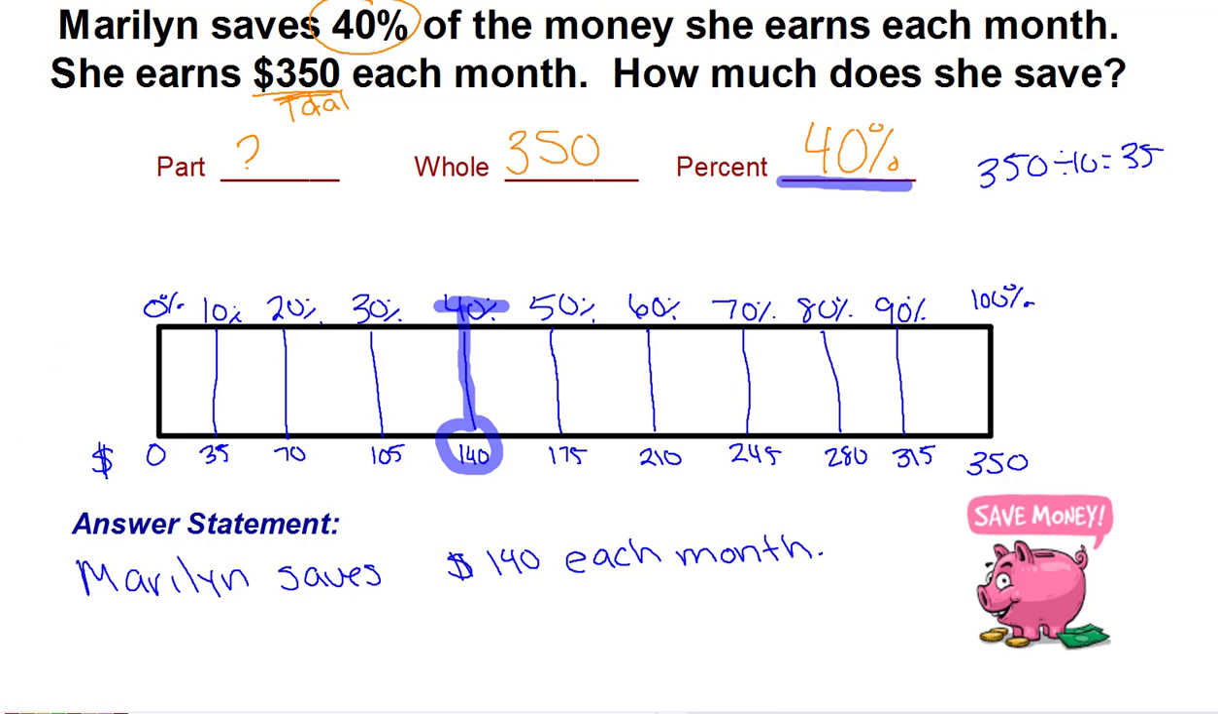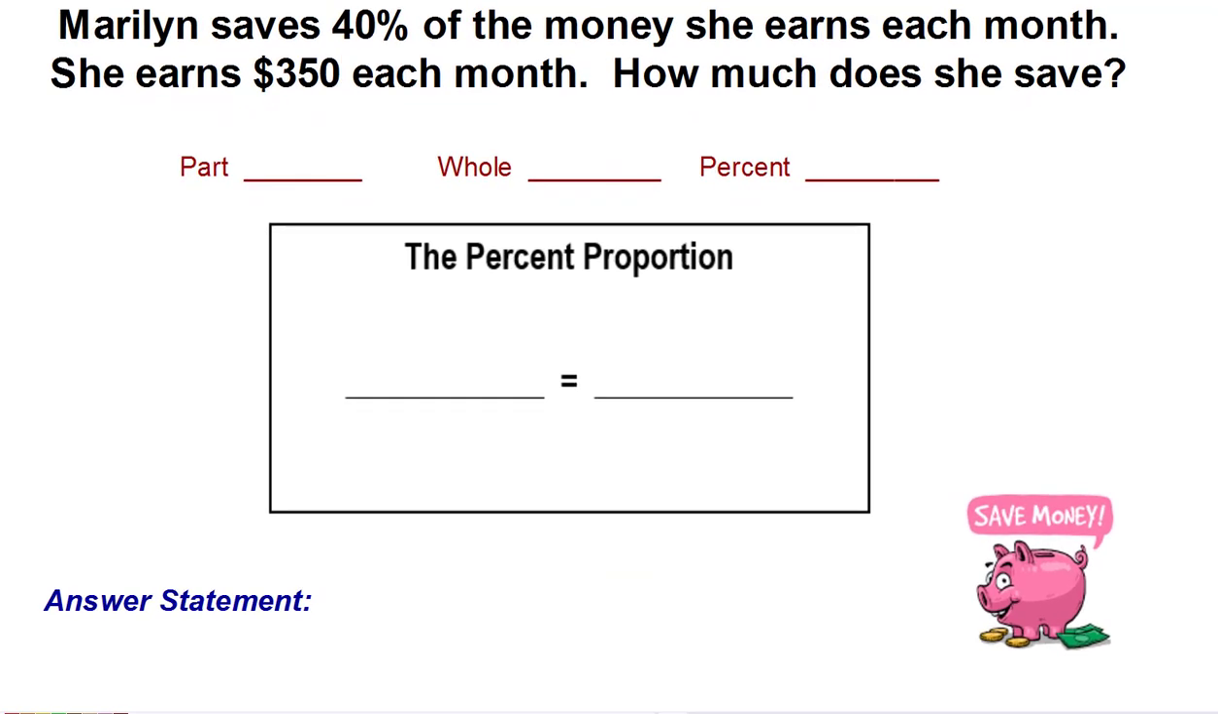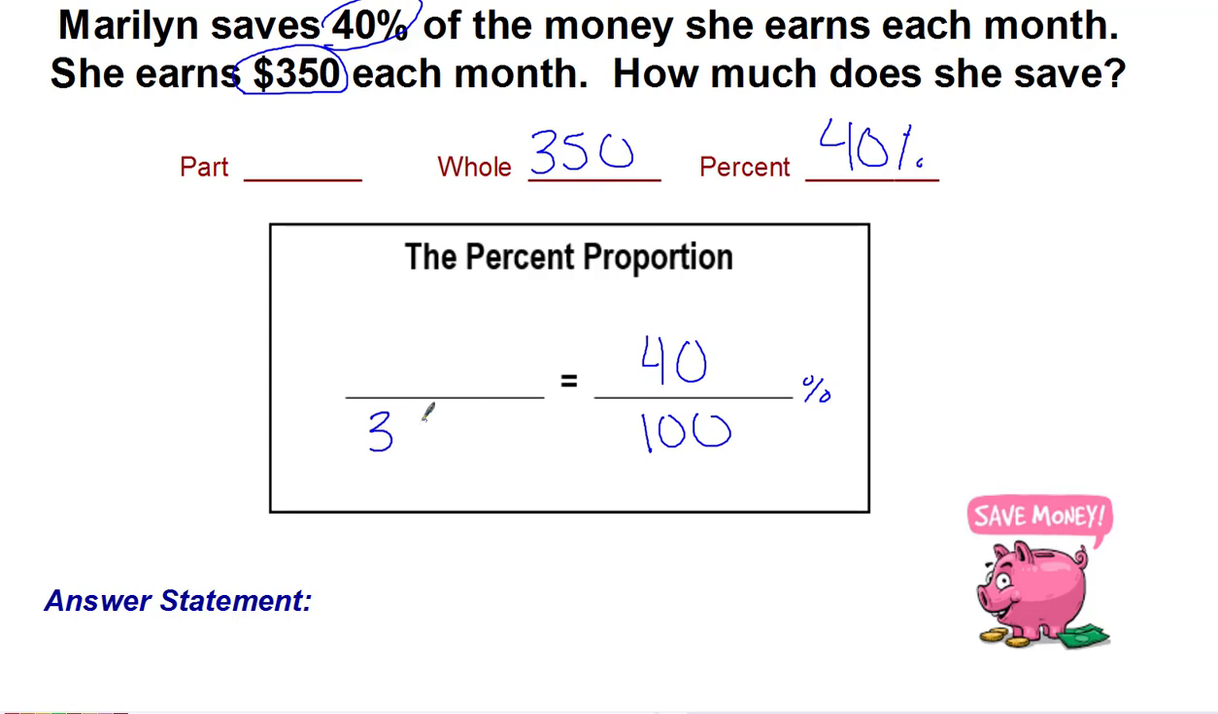Now let's solve the same problem, but now with the percent proportion. Okay, again, 40%. And then our whole, we said, was $350. Remember, this is going to be your percent side. Percent, this is the part. Percent is always out of 100. And then our whole is 350.